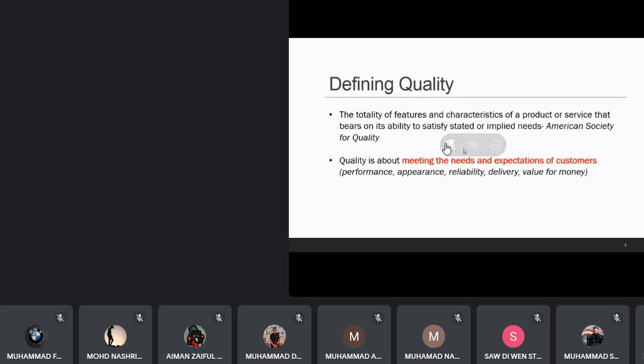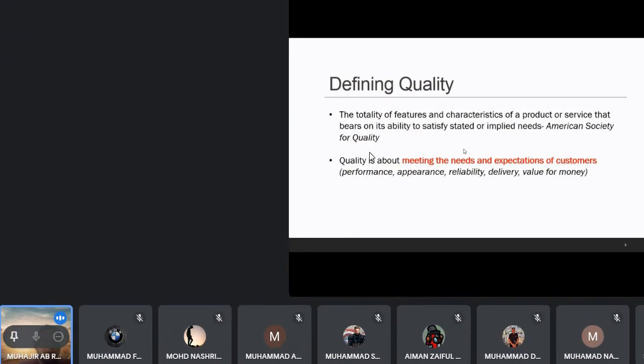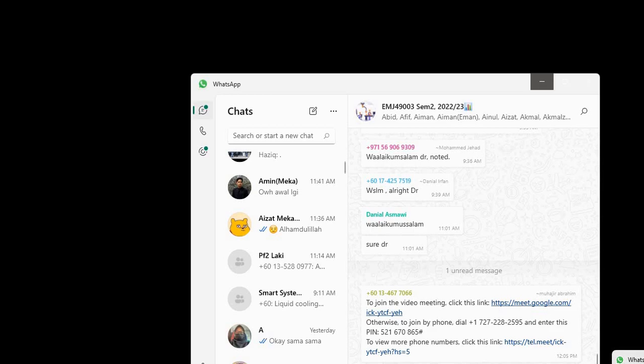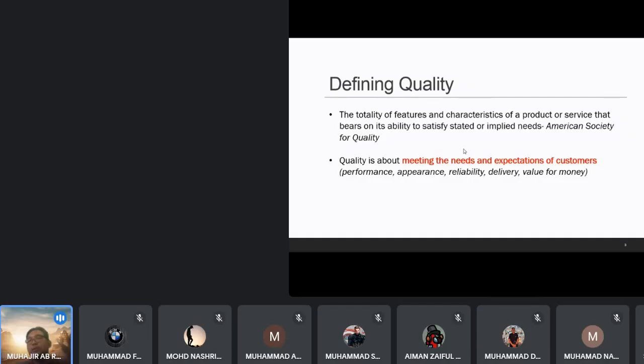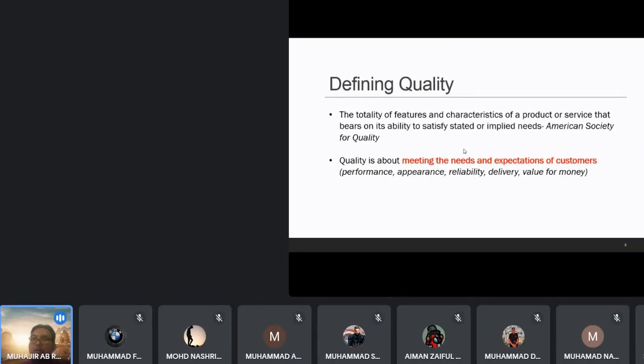Okay. So, based on the American Society for Quality, this is an American authority that gives a definition. You can find many definitions, for example, from the Oxford Dictionary or other authorities. It will give a different definition, but in general, you can see that quality is about meeting the needs and expectations of the customer.